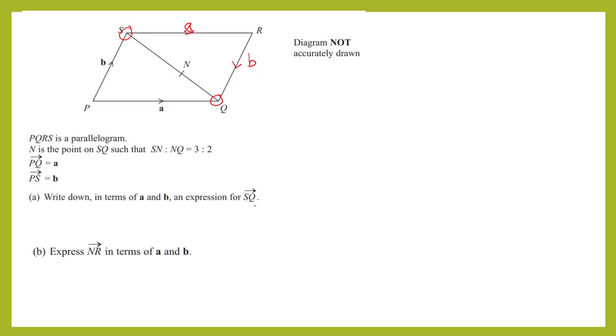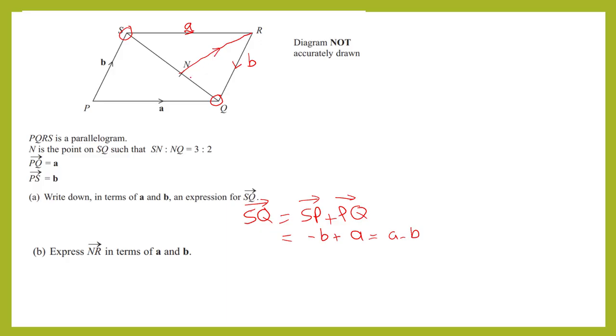So we need to find SQ. The vector SQ will be going through SP, then you will move through PQ. So in this part, you must know that SP is the opposite direction of b, so it will be negative b plus a, so it can be written as a minus b. This is part a. In part b, we need to get NR, this vector, NR.